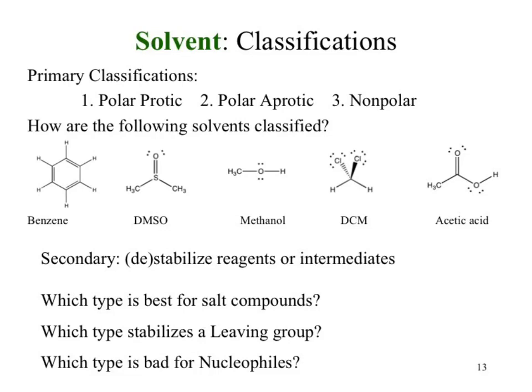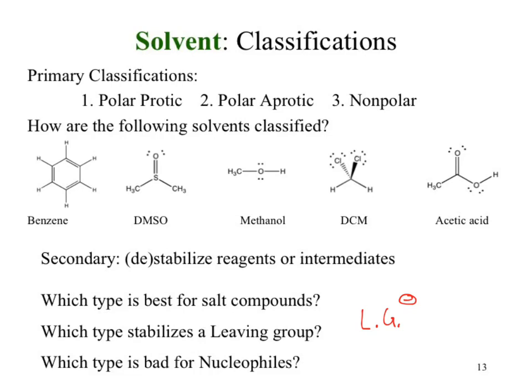Which type stabilizes a leaving group best? So what would your leaving group look like? Negatively charged. Which solvent would I like to help stabilize that negative charge? What do I need to stabilize that negative charge? A positive. Which solvent is going to give me the biggest positive for my buck? A protic solvent, because I'm getting the largest difference in electronegativity. So a protic solvent is going to be awesome for my leaving group.